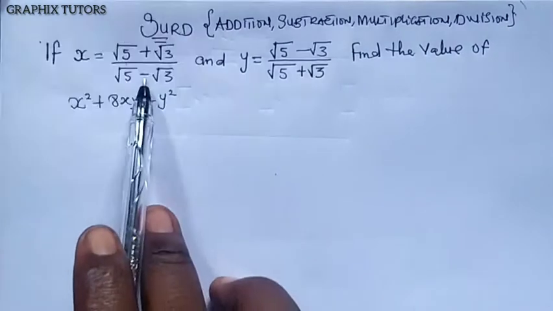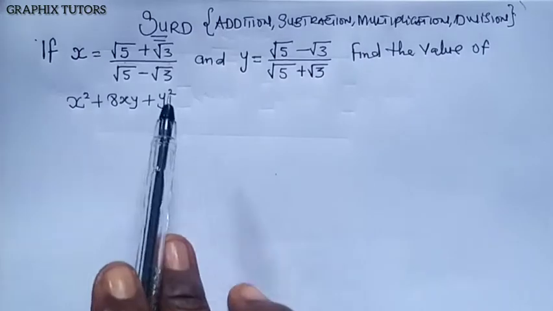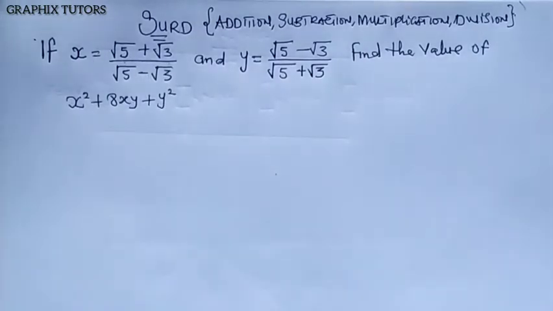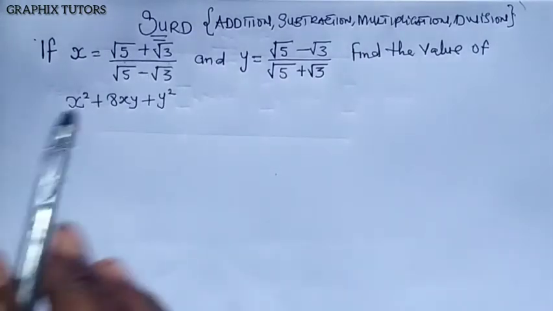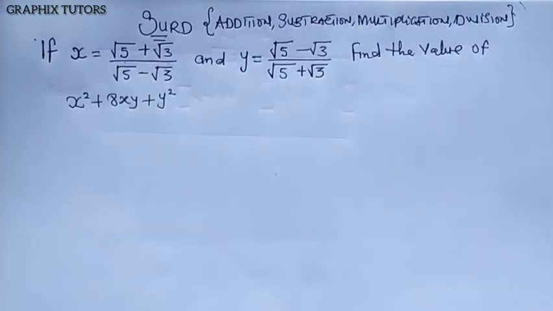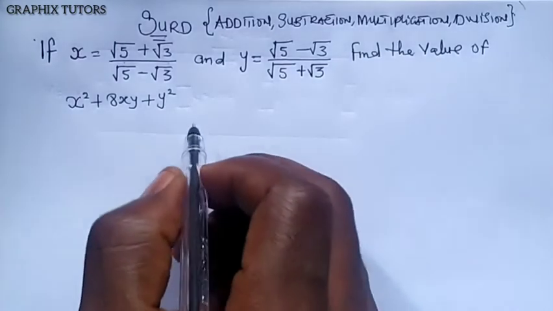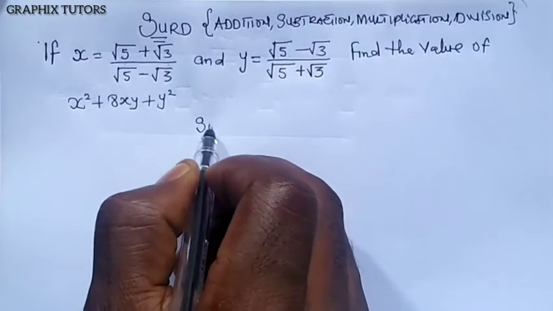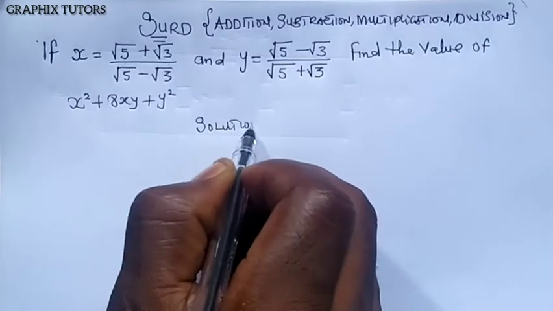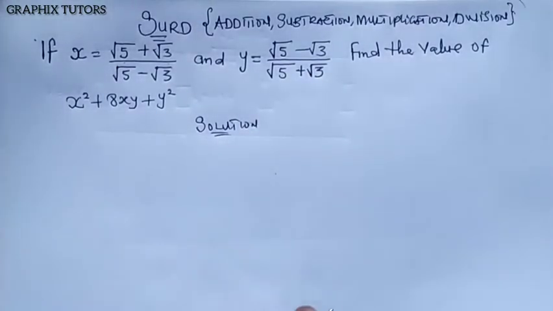Now first of all, if you look at these surds here, they are not in the right form. It is not rationalized, right? So we have to rationalize them by conjugating. Is that okay? Now the solution to this question, what we do here is this.